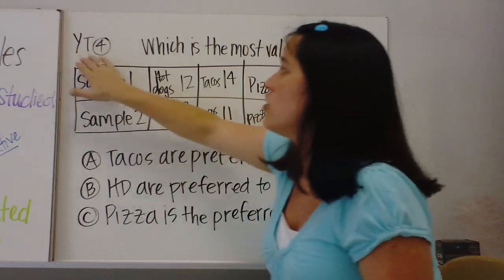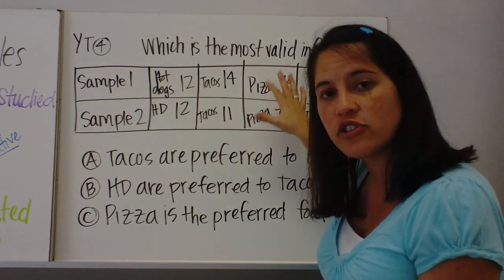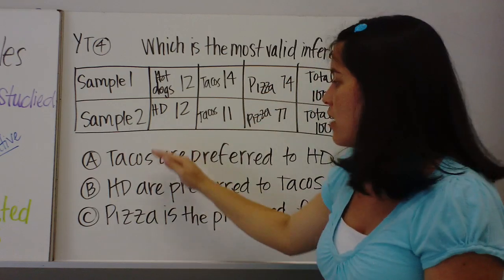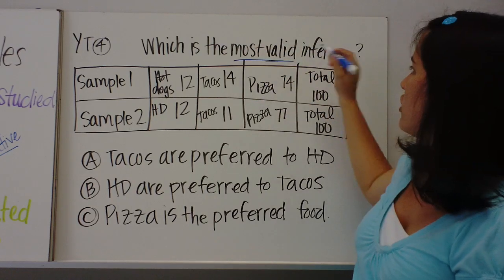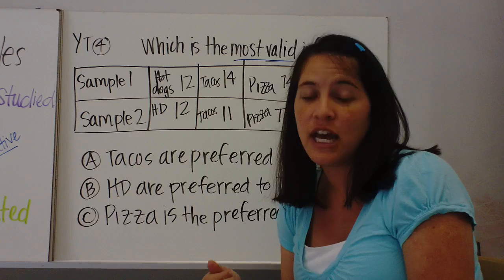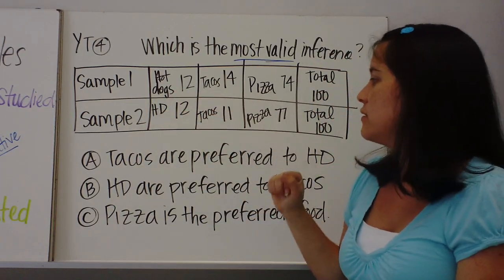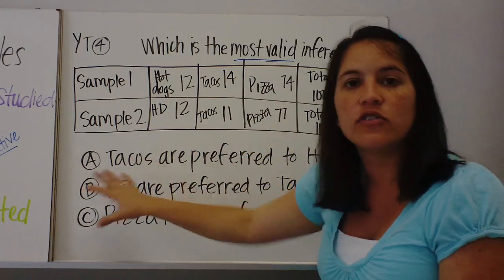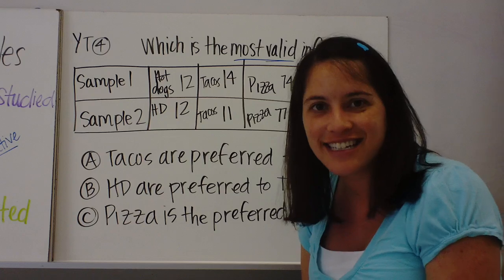Alright, so example 4 is a you try. So I expect you to copy down this chart and the question, and then you can pick your answer A, B, or C. So which is the most valid inference? Most valid. They might be valid, but you need to pick the most valid. Out of what food is preferred? Hot dogs, tacos, or pizza? So you copy this down, read your inferences. We'll go over this tomorrow, and this is the first lesson in statistics. See you tomorrow.